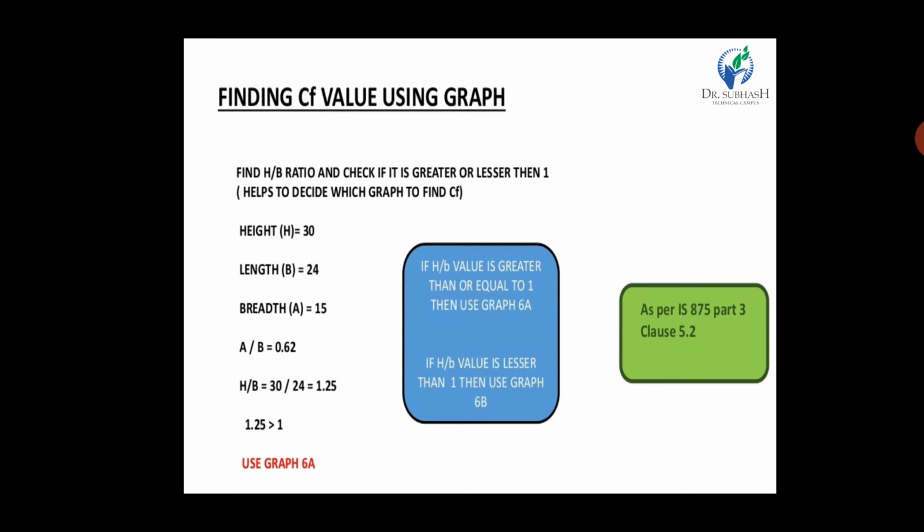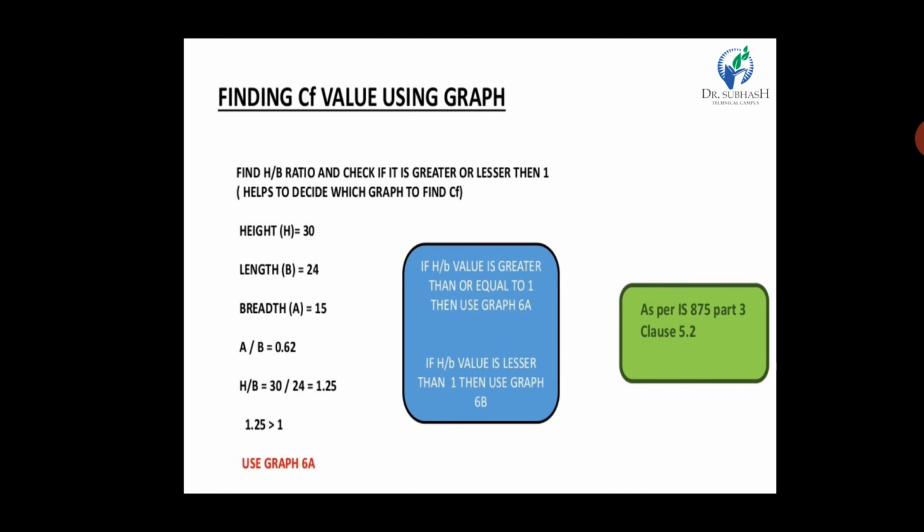So our height is 30 meter, our length is 24 and our breadth or width is 15. So first we calculate the A by B ratio, which is 0.62, and the H by D ratio is 1.22. So our value is greater than 1, so we have to use graph 6a. In figure 6, two graphs are given in IS 875 part 3, 6a and 6b.